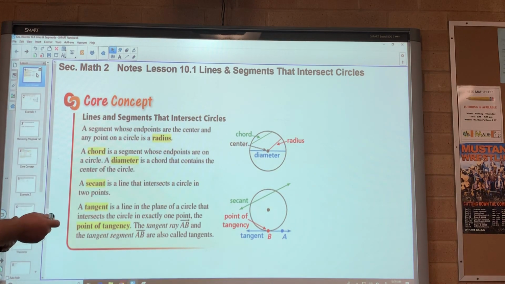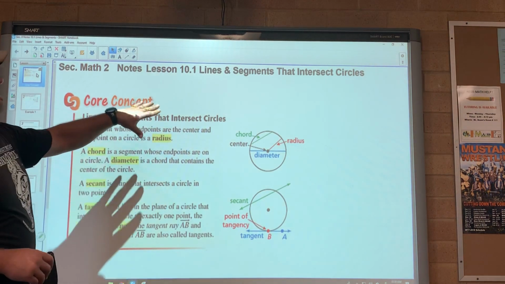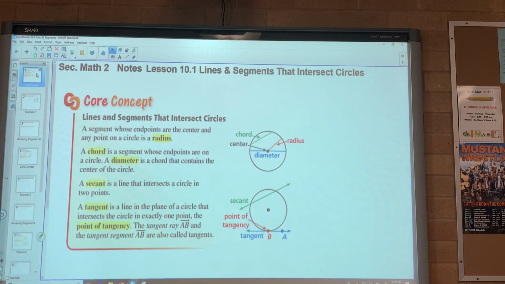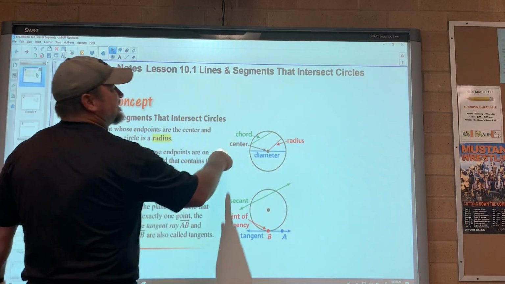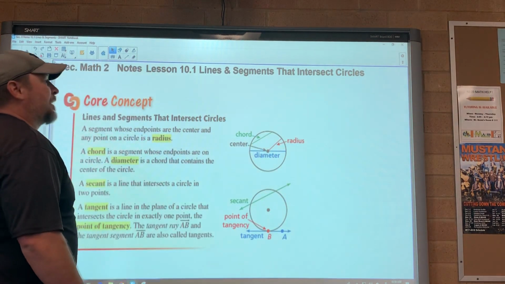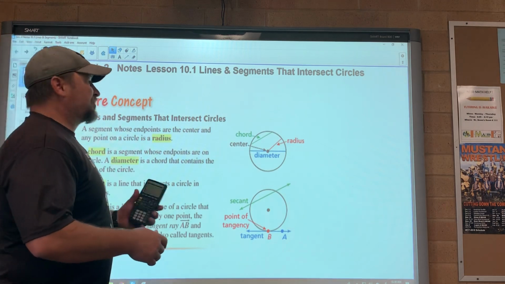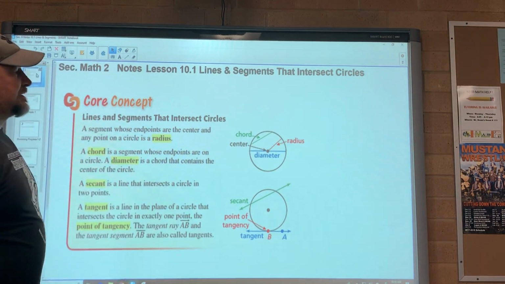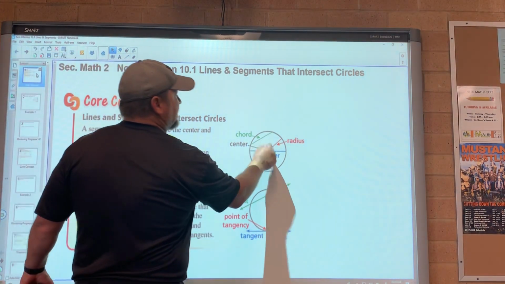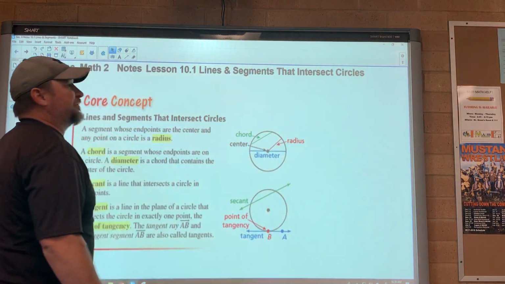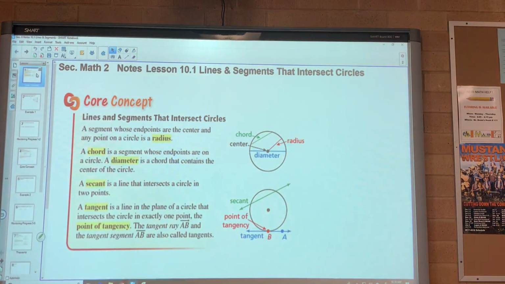A couple of things you need to understand: you're going to need to understand all the parts of a circle. Okay? Lines and segments that intersect circles. So we're going to talk about these things. These are segments that are inside of a circle. Obviously, a circle has a center. The center point is where the circle will start. You have to have a center before you can start with a circle.